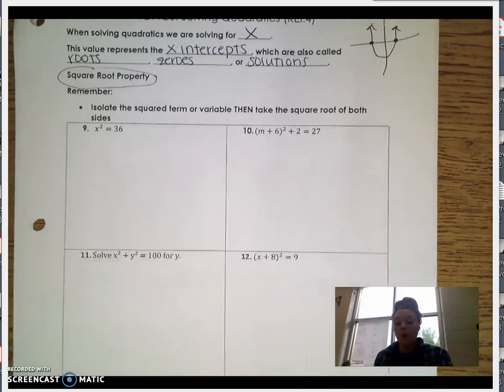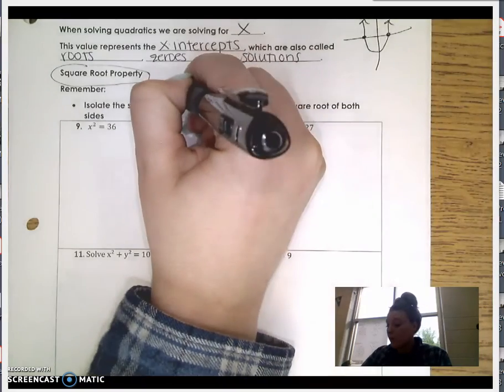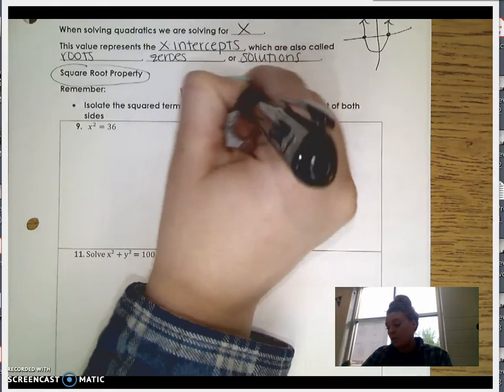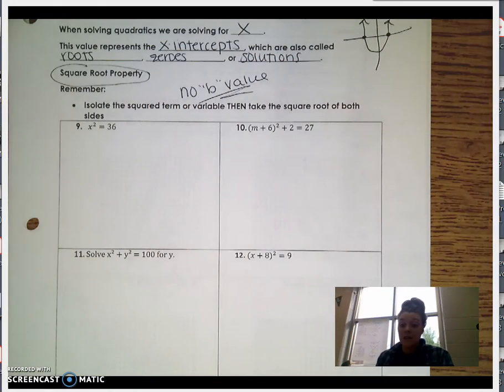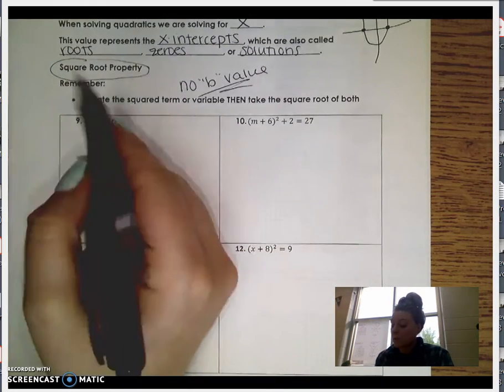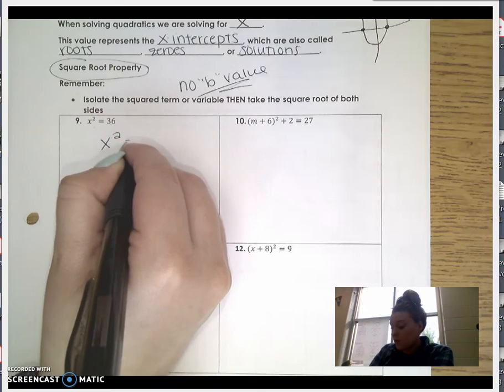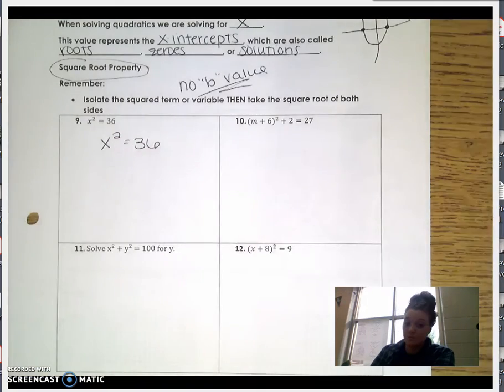The first way we learned how to solve quadratics was using the square root property, and the square root property only works when you don't have a b term, so no b value. If you just have an a and a c, the square root property is the easiest and quickest way to solve a quadratic. This first one says x squared equals 36, and I'm just going to rewrite it down here so it's a little bit bigger.